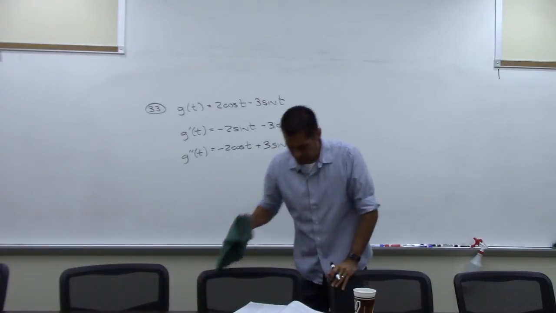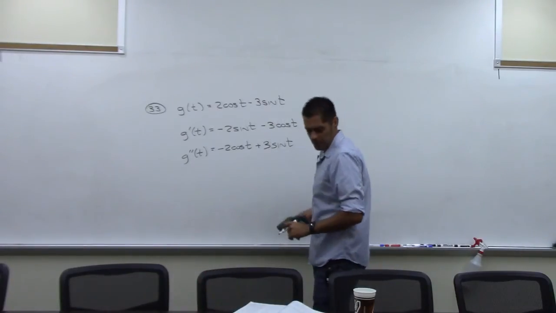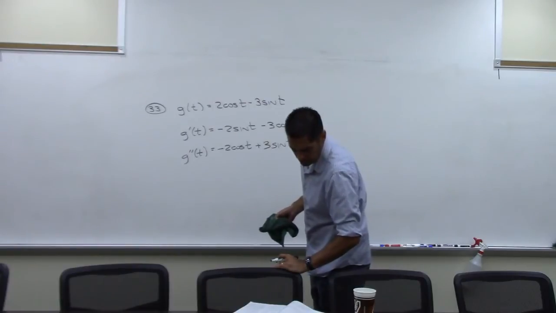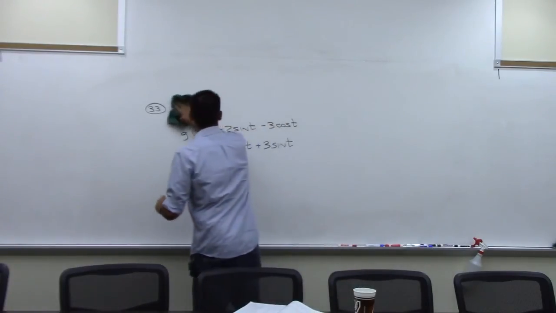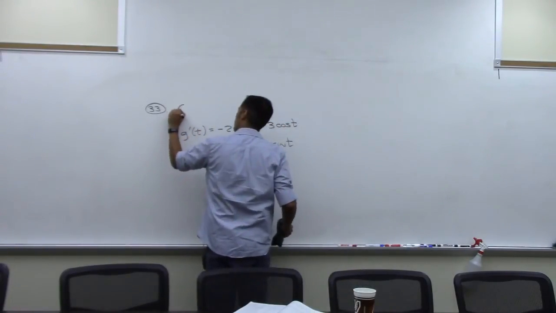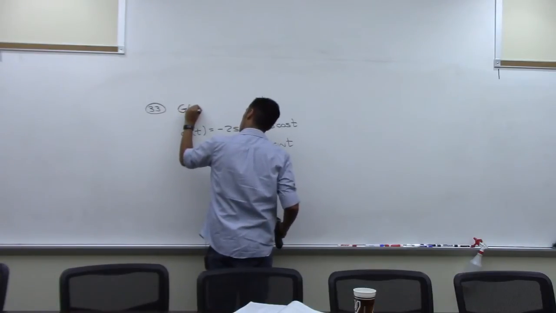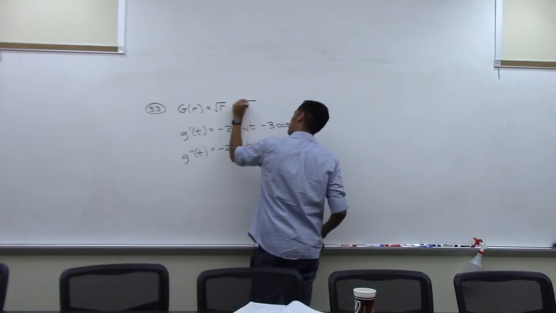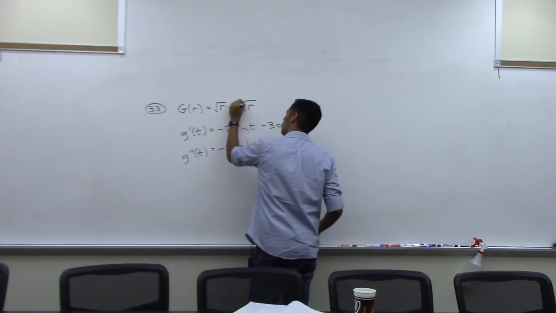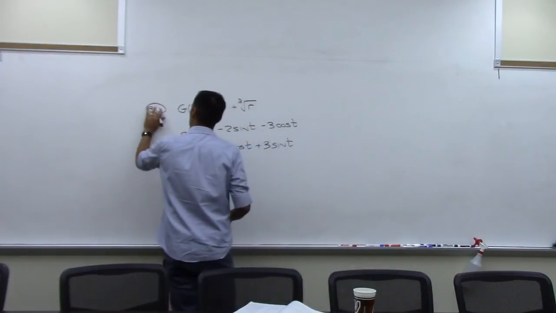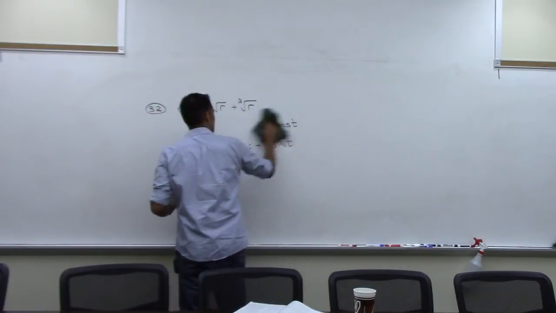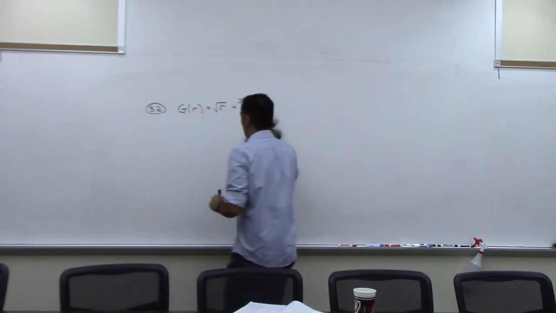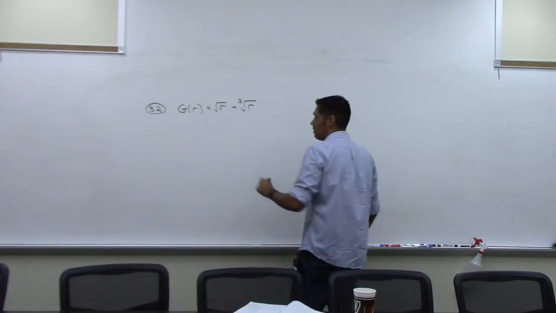That is it. Yeah, and I like 32. Square root r, cube root r. All right, so let's try the first derivative.